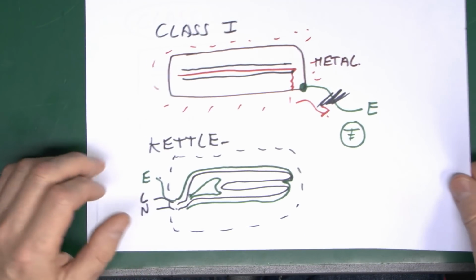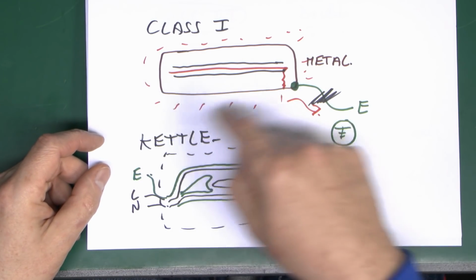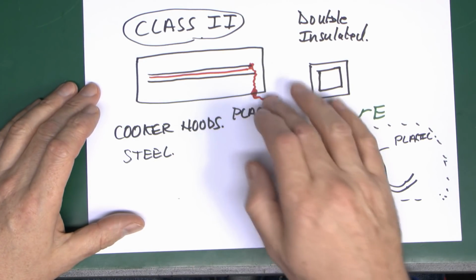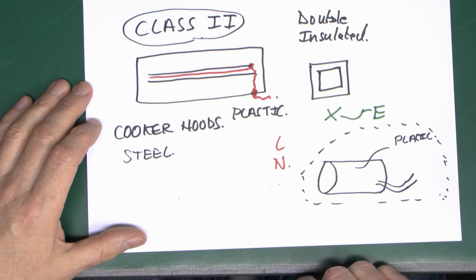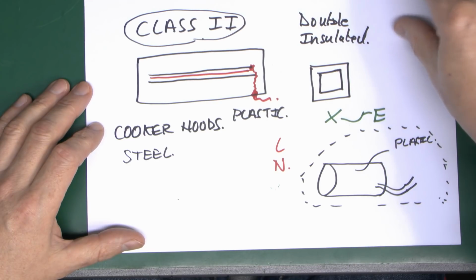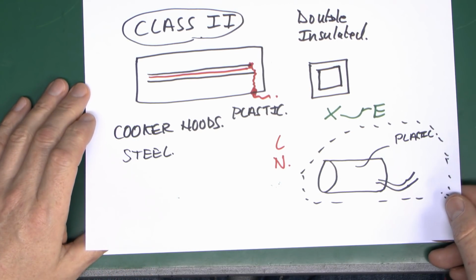So class 1 will have this arrangement, but it's not necessarily the outside metal casing. Class 2 has plastic double insulation in it somewhere, but again, it may have a metal outer decorative part, which is not part of the equipment. So again, always check the instructions and definitely look for the appropriate symbols on each.